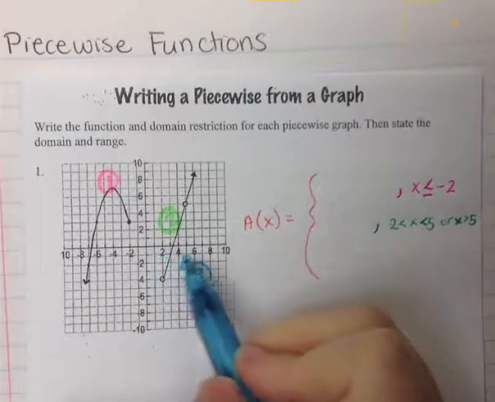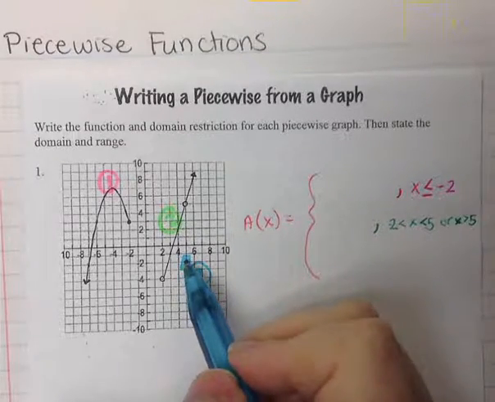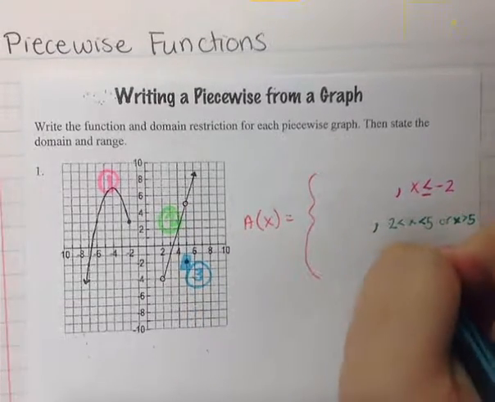Then the last one for the blue, I have it in just one spot. It's a solid circle, so that's going to be an x equals something. There's no arrow, it's just one point, so the x is equal to 5. So on this last one, x is equal to 5.